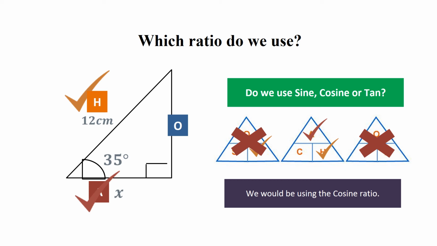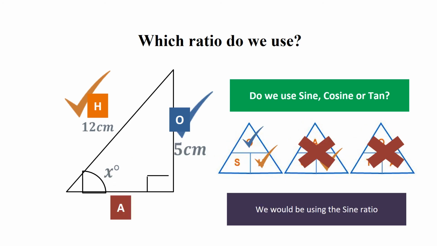Now, having all our labels in place, we need to identify which ratio we are going to use. We are finding the side marked X, which we identified as the adjacent side, and we're given the side marked 12 centimeters, which we identified as our hypotenuse. So we need to identify which ratio ties adjacent with hypotenuse. Is it the sine ratio that ties opposite and hypotenuse? Is it the cosine ratio that ties adjacent and hypotenuse? Or is it the tan ratio that ties opposite and adjacent? What do you say? I agree. It is the cosine ratio that ties adjacent with hypotenuse. So cos of angle 35 degrees will be equal to x divided by 12 centimeters.